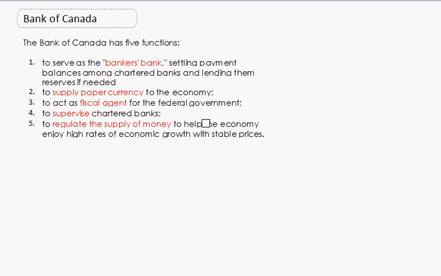The fourth is it supervises the chartered banks. And then the fifth, and probably the most important, is it regulates the supply of money. It does so in order to keep economic growth occurring, yet keeping prices stable.